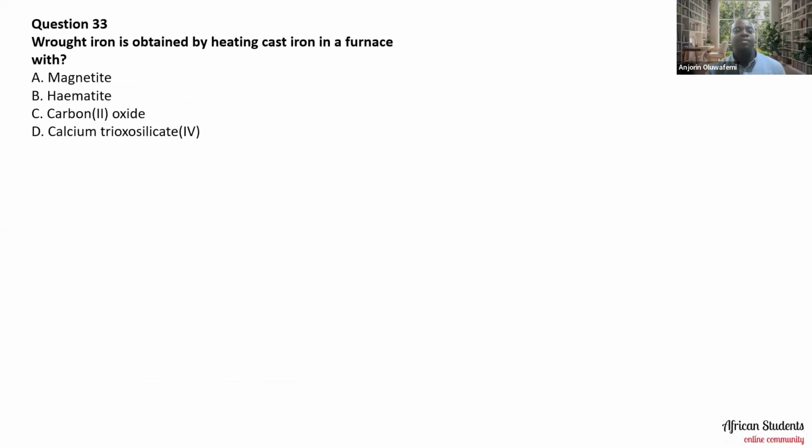Wrought iron is obtained by heating cast iron in a furnace with: magnetite, hematite, carbon(II) oxide, or calcium trioxosilicate(IV). So the right answer to this one is hematite, and that is an ore of iron.